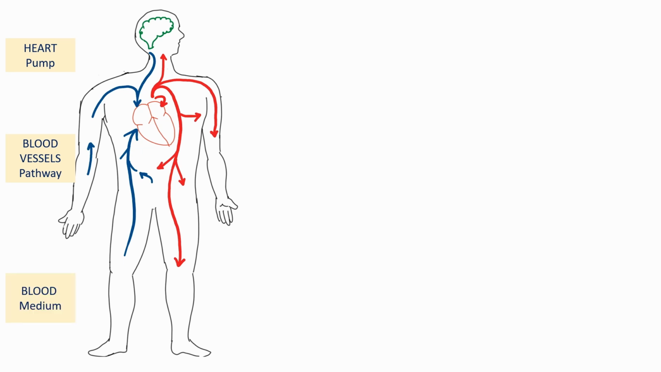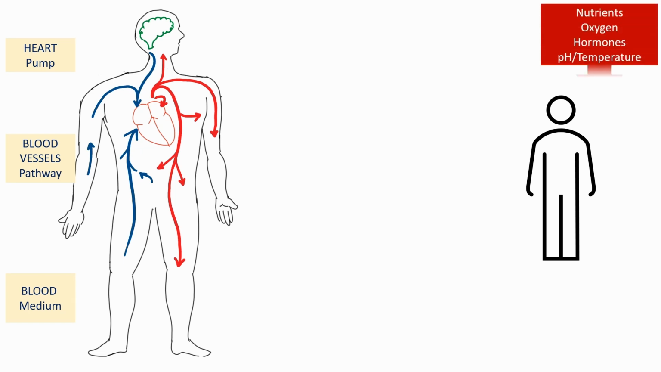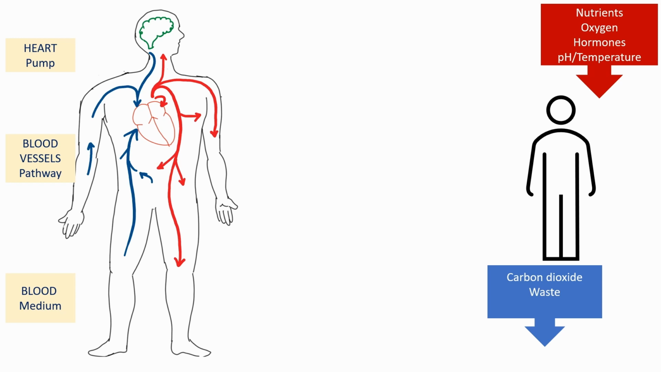So essentially, blood carries substances to various tissues in the body and brings them back. So what does blood take to various tissues in the body? There are a few important things. It carries nutrients, oxygen, hormones, and it also helps in maintaining the pH and the temperature of various tissues in the body. And what does it bring back? It brings back carbon dioxide and waste products from these tissues.